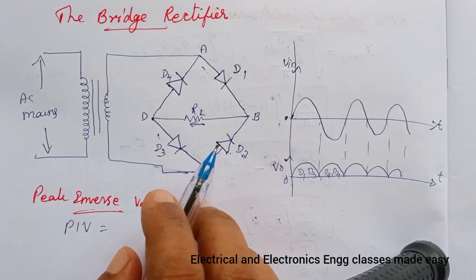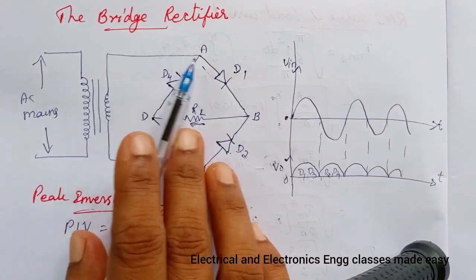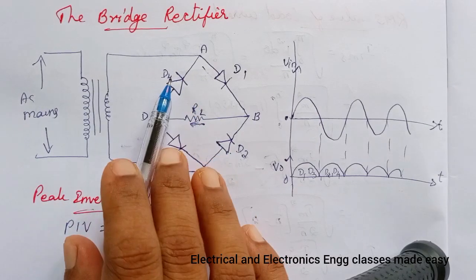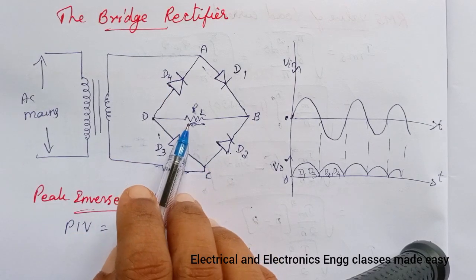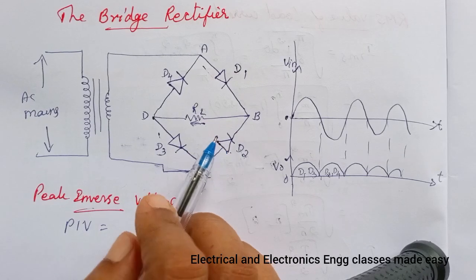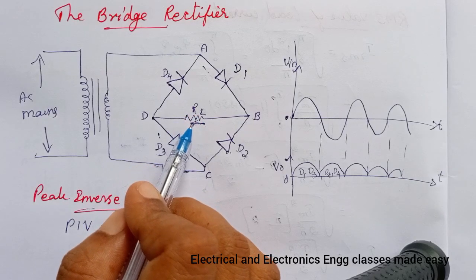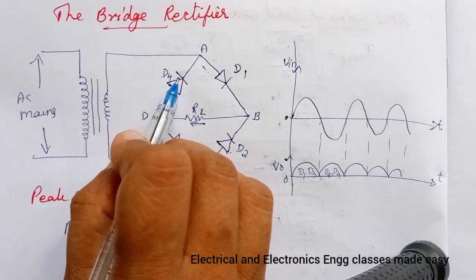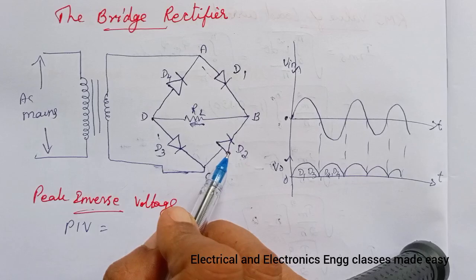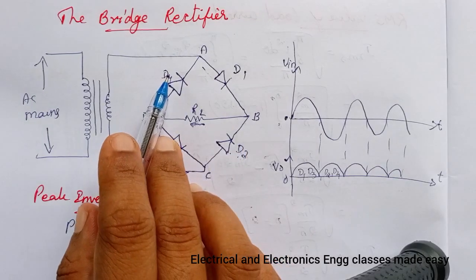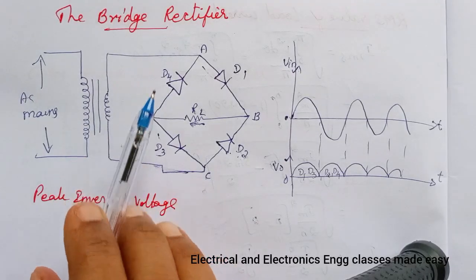So peak inverse voltage is the maximum voltage across the non-conducting diode. During the positive half cycle, the non-conducting diodes are D2 and D4, and the voltage across the non-conducting diode D2 is equal to the maximum voltage across the load resistor, and that is equal to Vm. Also across D4 is Vm. So the voltage across the non-conducting diode D2 or D4 is Vm. So the peak inverse voltage in the case of bridge rectifier is Vm.